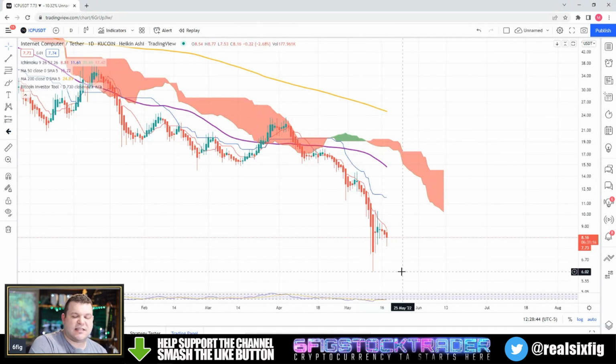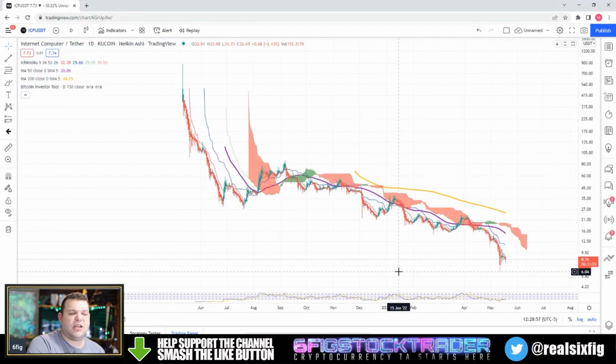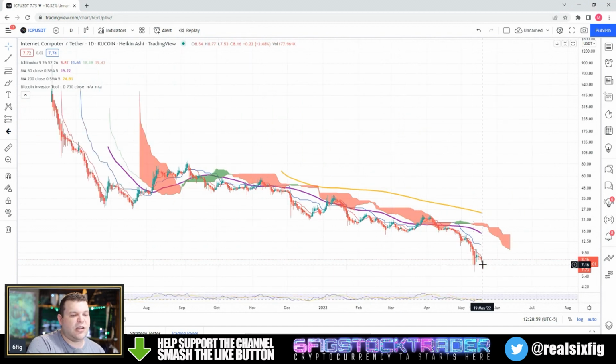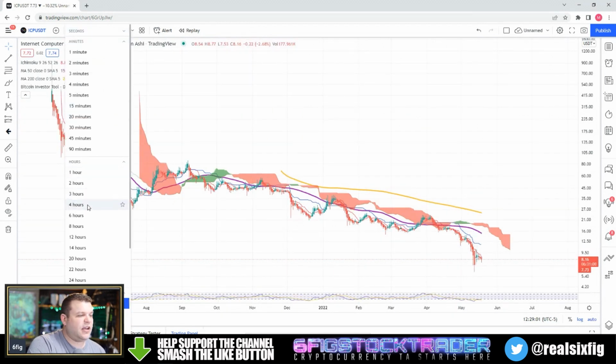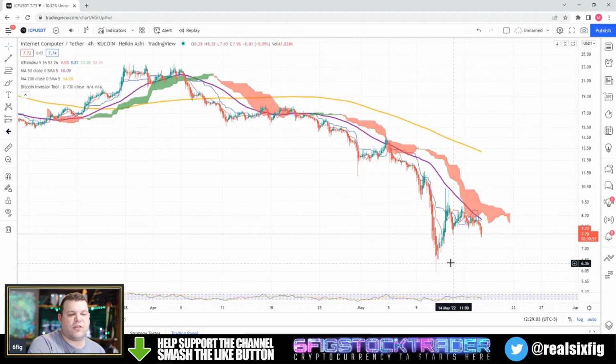It'll be interesting to see if we come down and double bottom off this $6-ish level. I think that if we see Bitcoin really fall off a cliff again, that $6 level is going to become extremely important. So let's go ahead and look at what's been going on for the day.